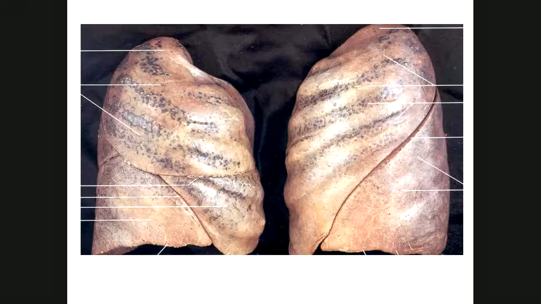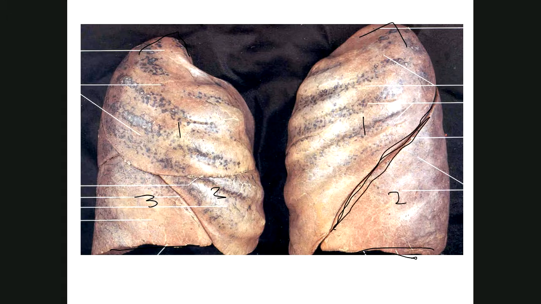So these are real lungs. There's our apex up there. Here's the base down here. Here are our 3 lobes on this side, and only 2 lobes over here. There's a fissure on this side, the oblique. There's the oblique on this side. But here's the horizontal on this side.